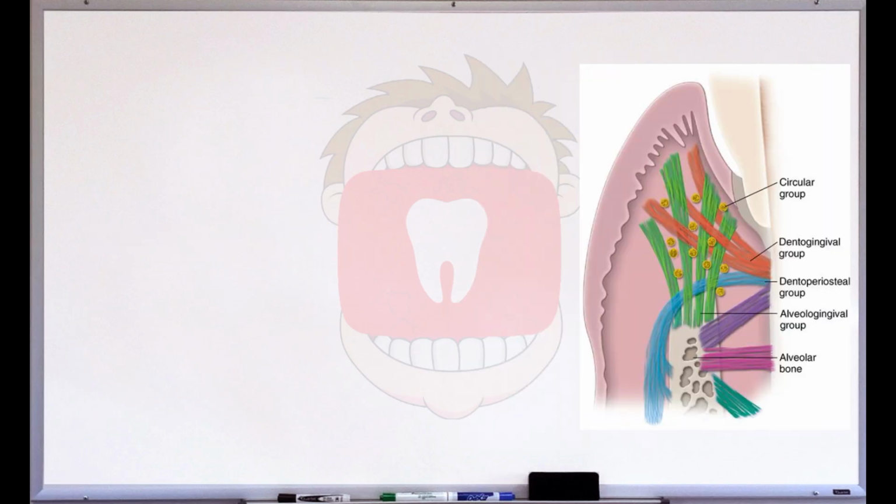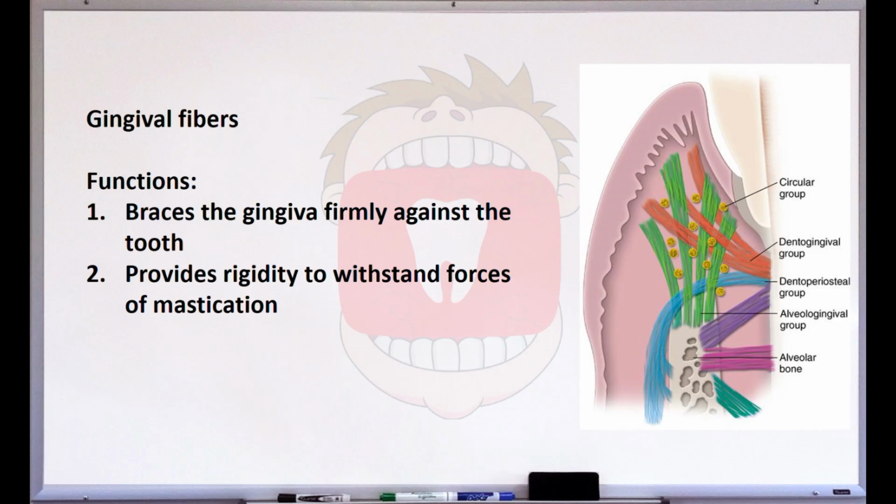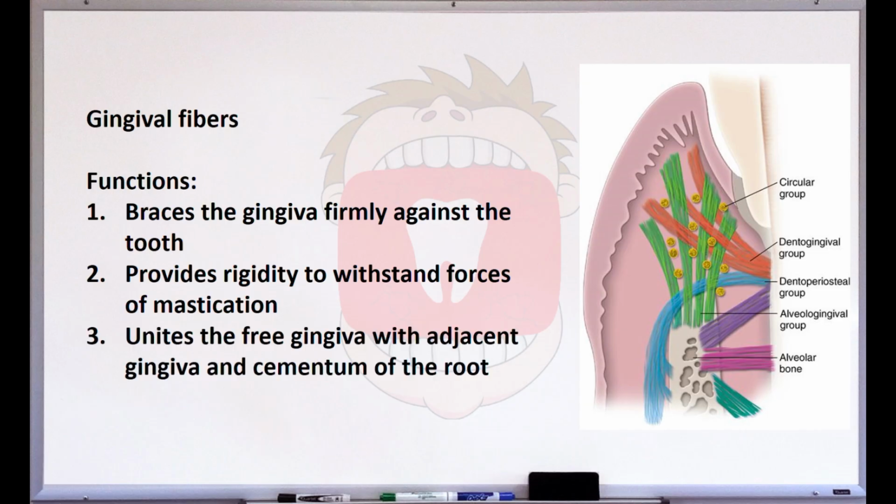The connective tissue of the marginal gingiva is densely collagenous and it contains a prominent system of collagen fiber bundles. These fibers consist of type 1 collagen. These fibers have the following functions: braces the marginal gingiva firmly against the tooth, provides the rigidity necessary to withstand the forces of mastication without being deflected away from the tooth surface, unites the free marginal gingiva with the cementum of the root and the adjacent attached gingiva.